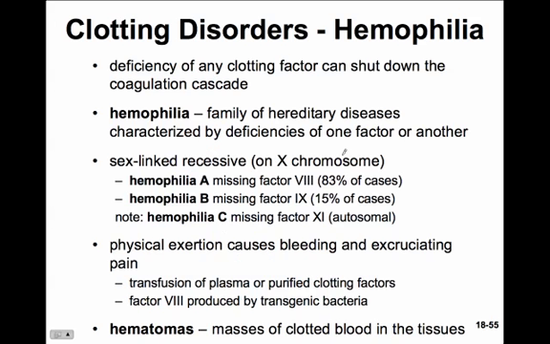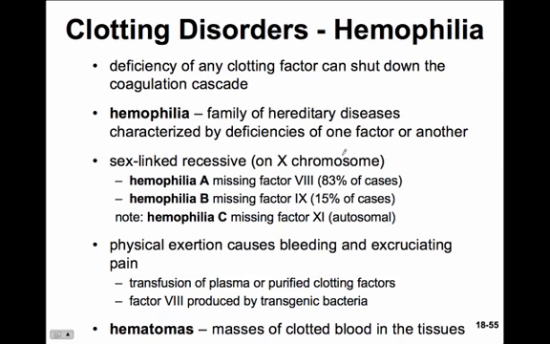Now there are several clotting disorders. The first one we'll look at is hemophilia. It's a deficiency in any kind of clotting factor. There are a couple of different forms of hemophilia that involve any of the factors in the cascade. They can shut down the whole coagulation cascade, and thus bleeding can't be stopped.